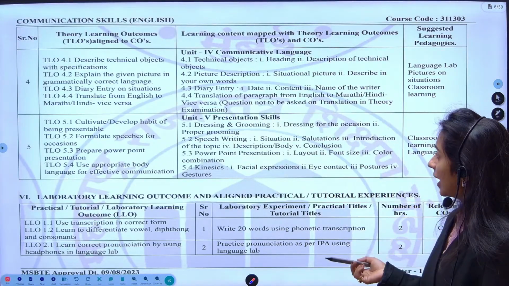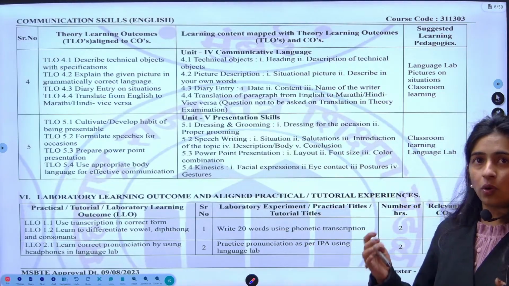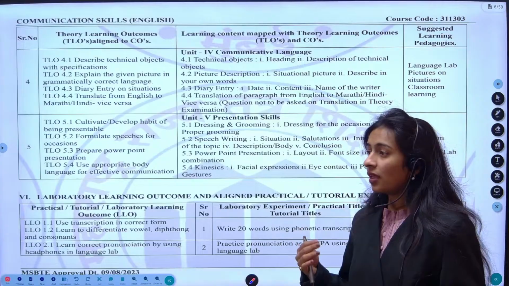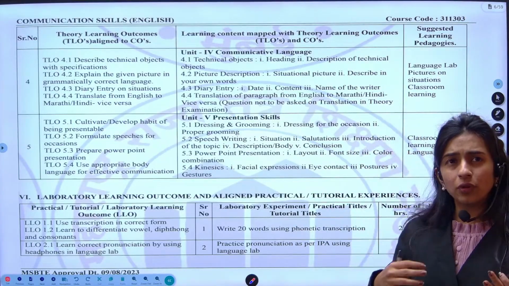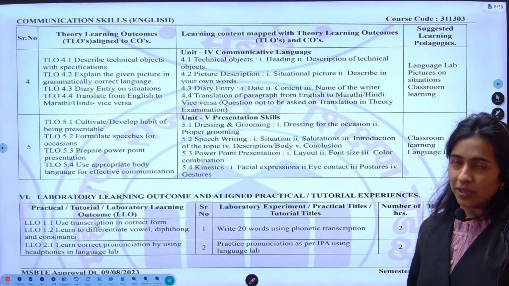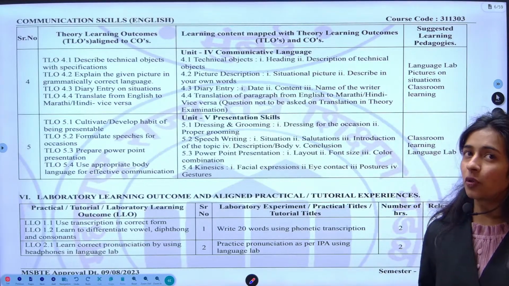So this is what the diary is. You have to write a date, then the content, in which you describe your day, then the name of the writer, obviously your name, in the end. So this is all about diary writing.